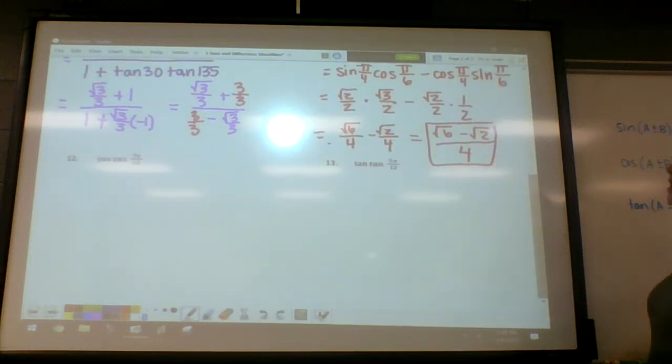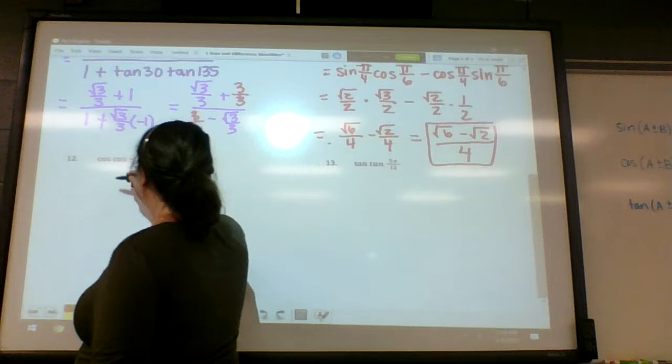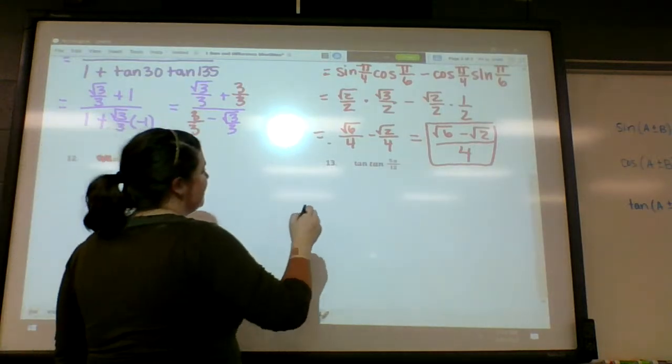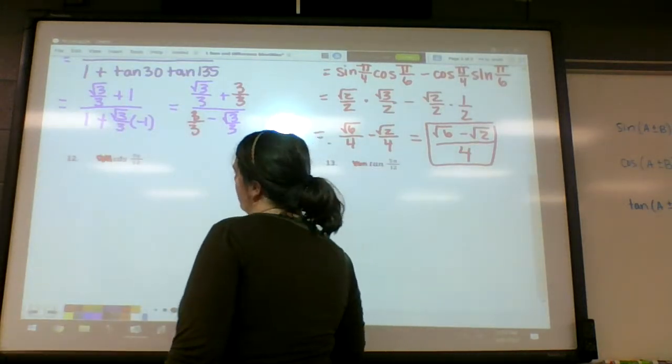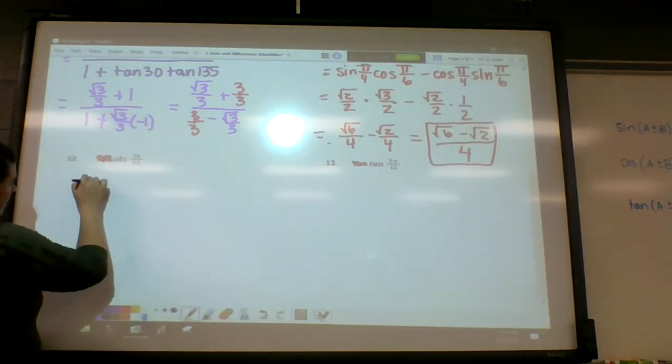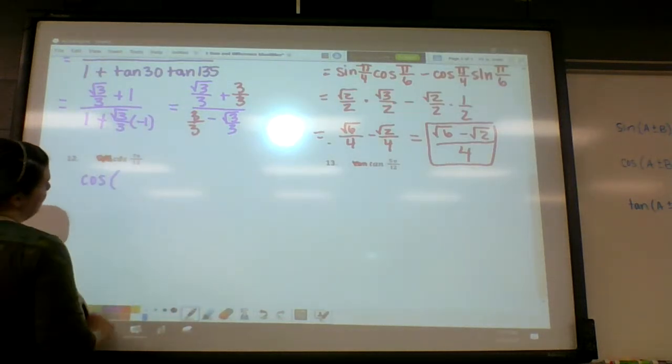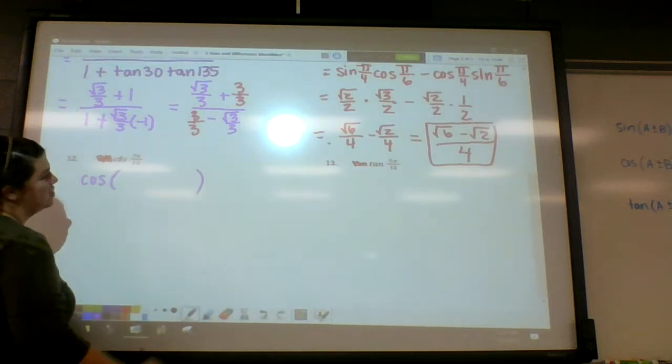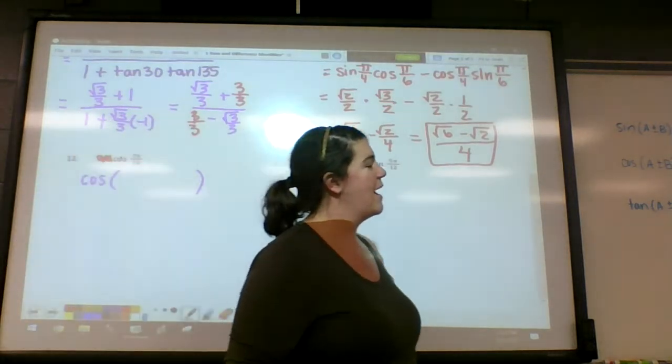All right, so the next one, we have the cosine of 7 pi over 12. By the way, you're going to see a lot of over 12s. So 7 pi over 12. So to get 7 pi over 12, do you think we're going to want to add or subtract?